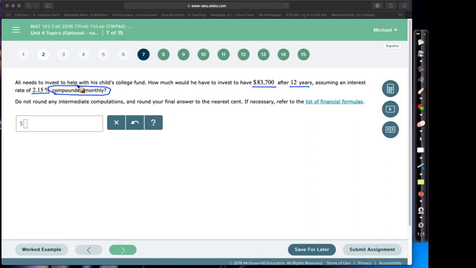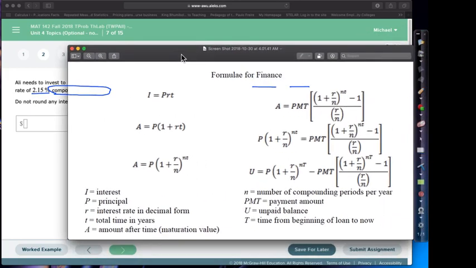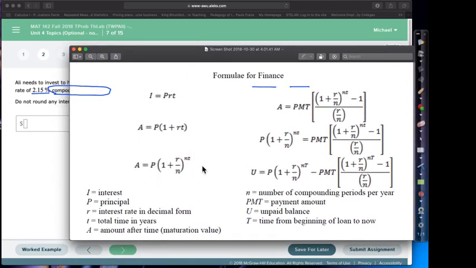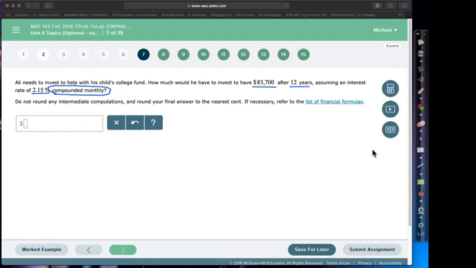So Allie needs to invest to help her child's college fund. How much would she have to invest to have this amount? This is a future value after 12 years, assuming an interest rate of this. So bring over our formula sheet and we can see the compound interest formula is right down here. That's what we need to use. We've got the future value, we've got the interest rate and compounding. What we're going to solve for is the amount of the principal that would need to be deposited. No mention is made of monthly payments, so therefore we are going to do this as a single investment up front.